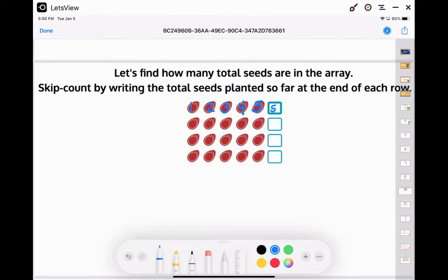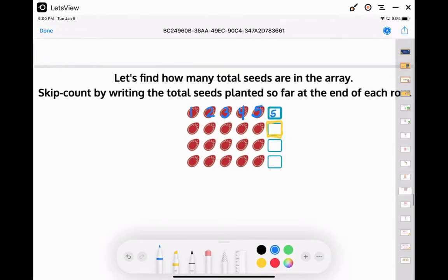In your Nearpod, please write the next number that goes in our box. How many seeds do we have after we count the next row? That's right, we would have 10 seeds. Great job, guys. Go ahead and count that next row for me.